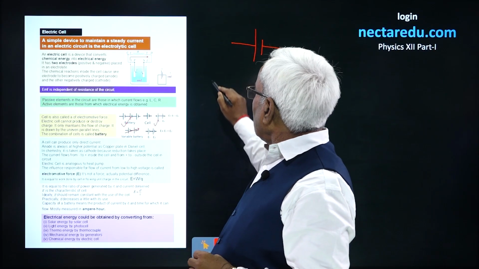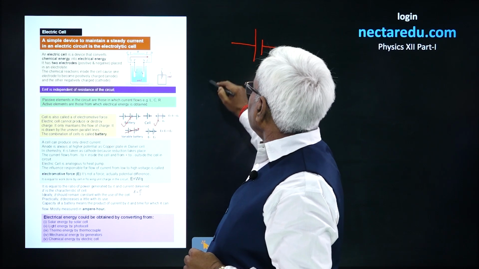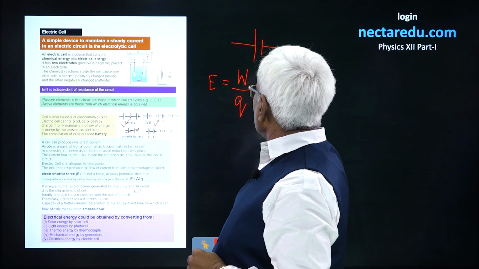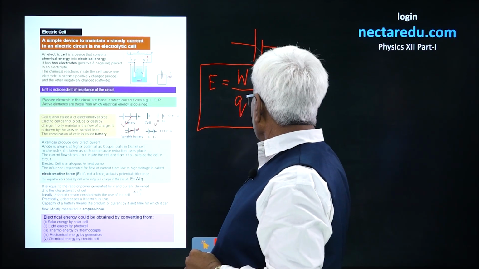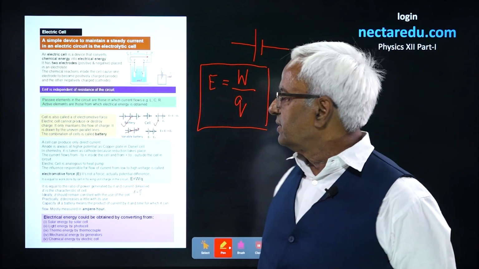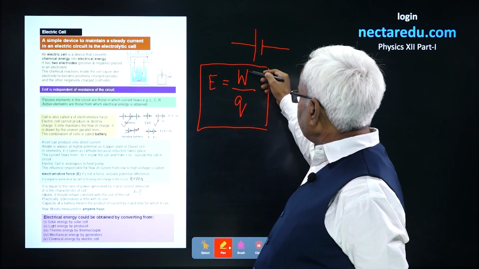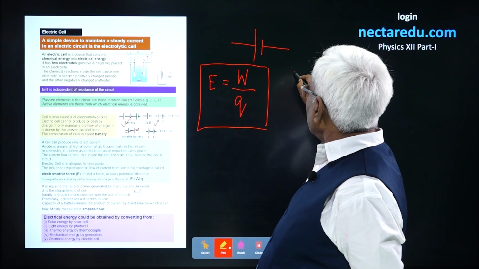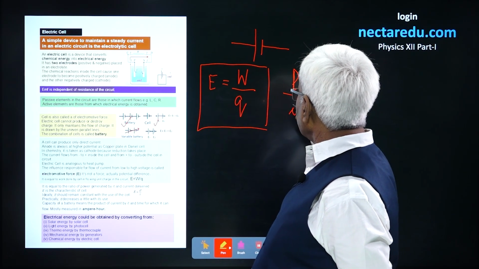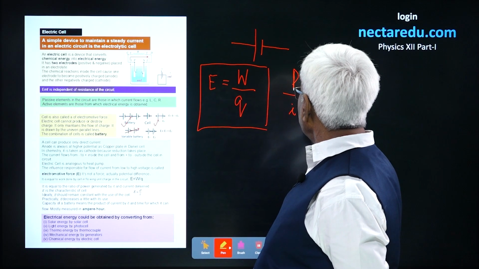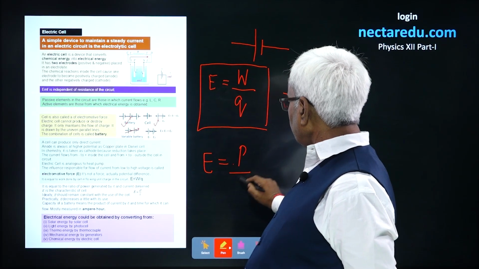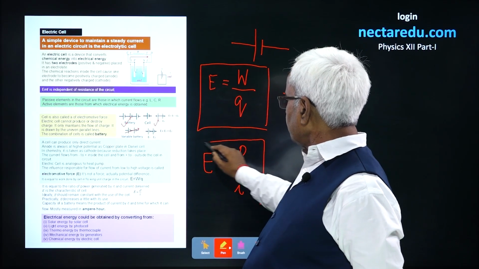Now we can define EMF mathematically. It is the ratio of work done by the cell in flowing unit charge throughout the circuit. EMF is given as the ratio W upon Q. W could be written as power into time, and charge could be written as the product of current and time. E could also be defined as the ratio of power and current.